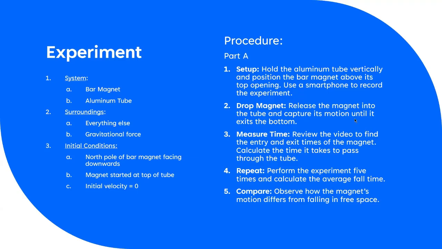So for the procedure, we first set up the aluminum tube vertically and position the bar magnet above the top opening. We then release the magnet into the tube and capture its motion until it exits the bottom. We then review the video to find the entry and exit times of the magnet. We then calculate the time it takes to pass through the tube, and we repeat this experiment 5 times.